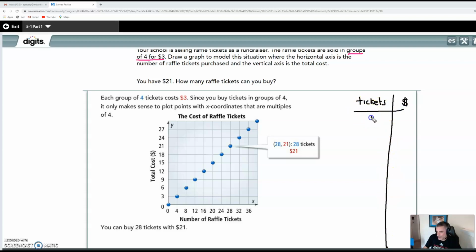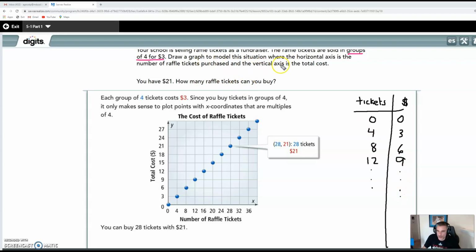So I could buy 0 tickets, and that would cost me $0. I could buy 4 tickets, that would cost me $3. I could buy 8 tickets, that would cost me $6. I could buy 12, that would cost me $9, and so on. That's what we're looking at here.